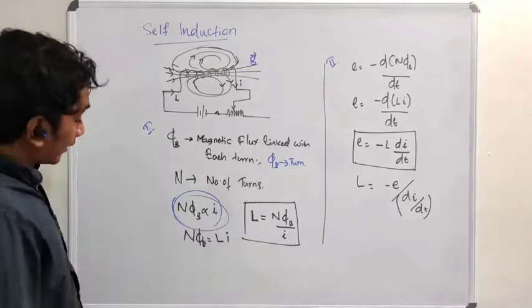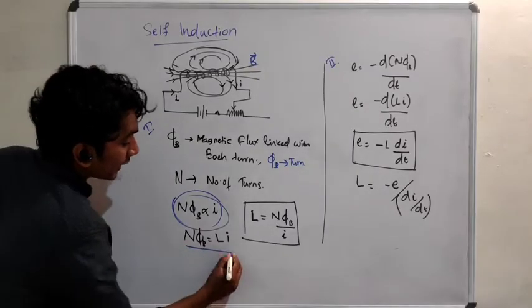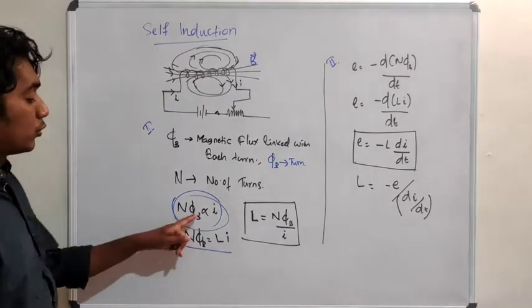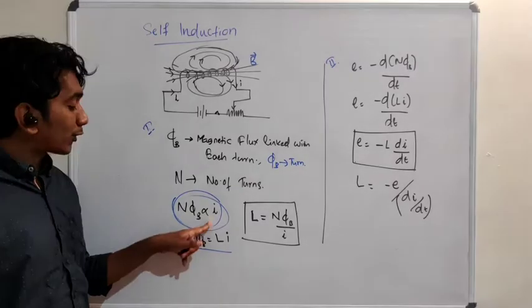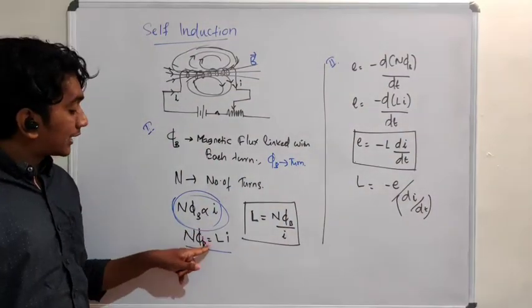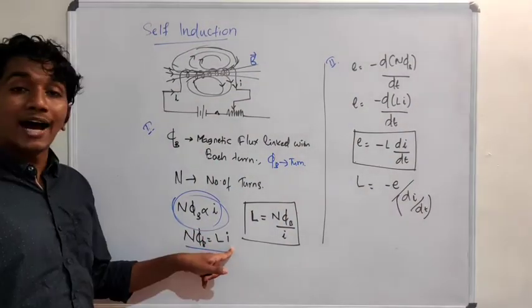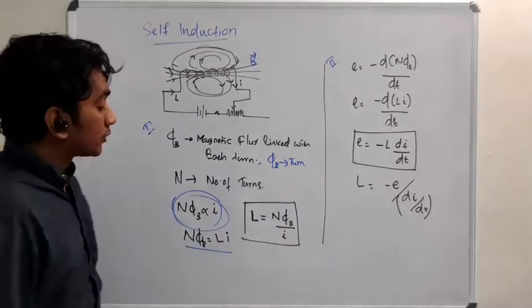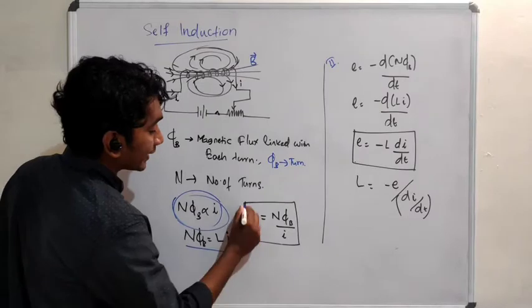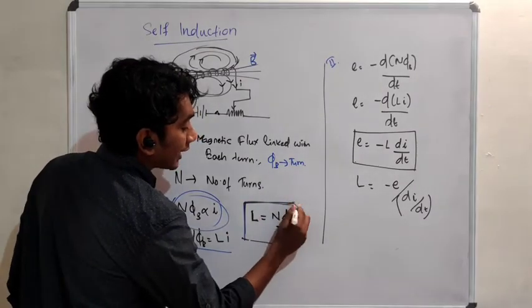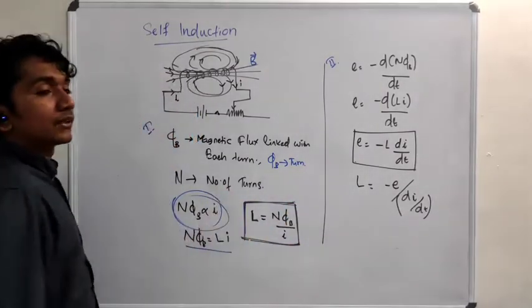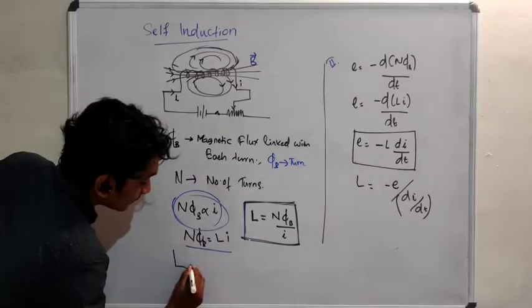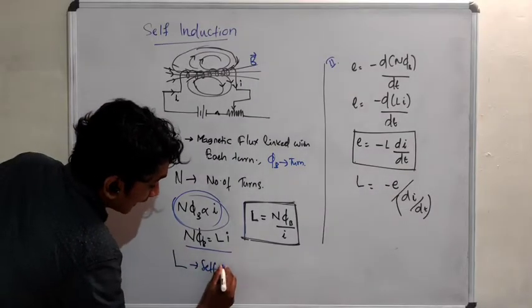So in self-induction, n phi b is equal to, changing this proportionality into an equal sign, L into I, and also L is equal to n phi b divided by I. So this is the first equation or first derivation of L. What is L? L is known as self-inductance.